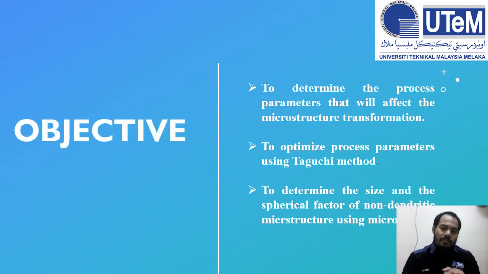Next is my objective. The first one is to determine the process parameters that will affect the microstructure transformation, and the second one is to optimize the process parameters using the Taguchi method. The last one is to determine the size and the spherical factor of the non-dendritic microstructure using a microscope. We read the data using optical microscopy, the grain size and the spherical factor. These two variables are very important so that we gain the outcome with precise results.